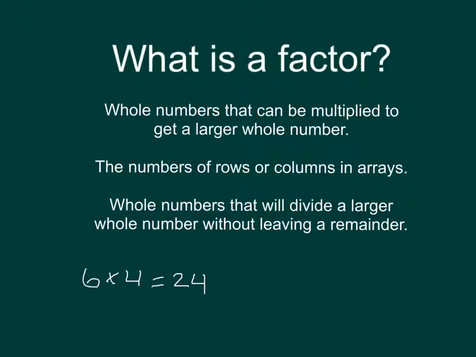The last way I can think about factors is this. They're the whole numbers that will divide a larger whole number without leaving a remainder. For example, 24 can be divided by 6 and it will get me a whole number of 4. I don't have a remainder because 6 and 4 both go into 24 evenly. 6 and 4 are both factors of 24.